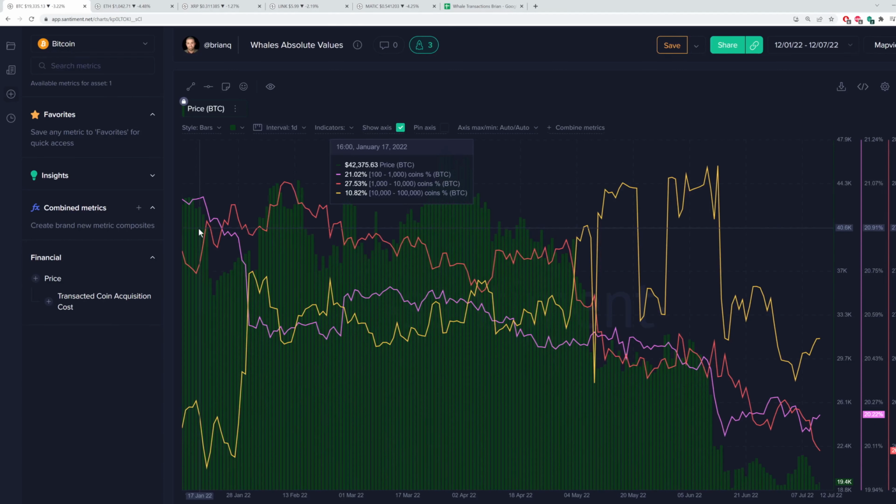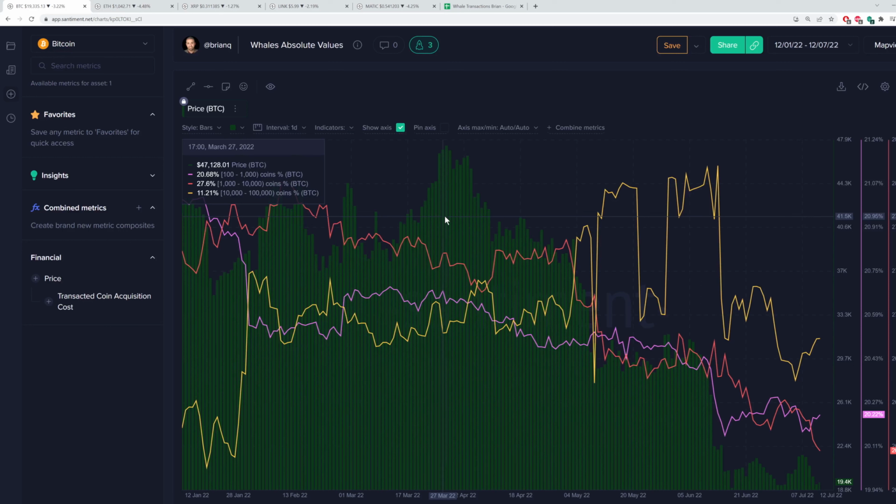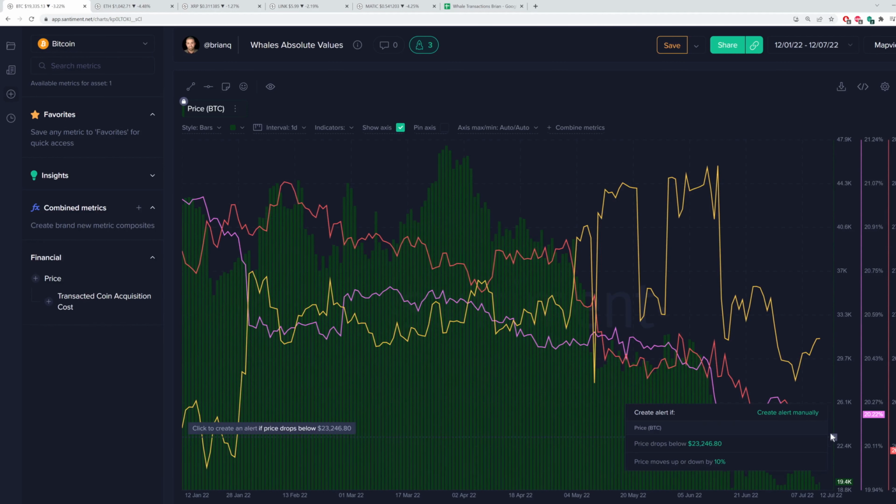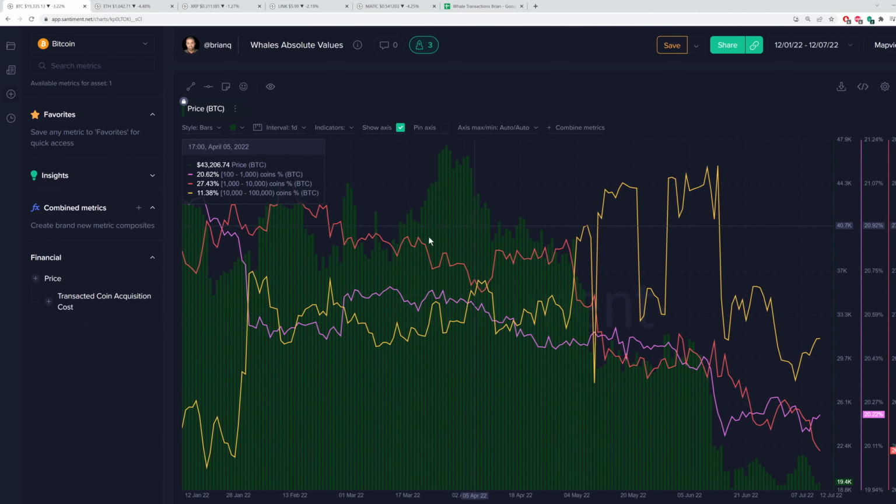You can look at how the pink line has compared to these green bars representing each day's closing price from January up until present day. And there's quite a bit of correlation. You can see they really started dumping arguably a day before this big dump happened in early June, just about a month ago. Even when a big rebound happened in March, they were already starting to dump.